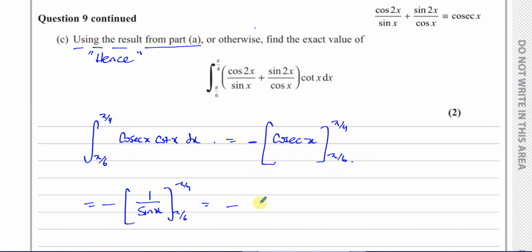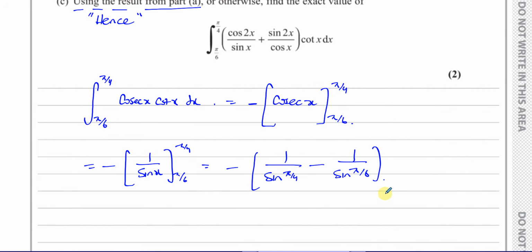And we want the exact value. So 1 over the sine of pi over 4, and you're going to have minus 1 over the sine of pi over 6. The sine of pi over 4 is root 2 over 2, which is the same as saying 1 over root 2. So in fact, I'll write it as 1 over root 2, because you're going to have 1 over 1 over root 2, which is going to give you root 2. And you've got minus here. Pi over 6 is the same as 30 degrees, so that's going to be 1 over a half.